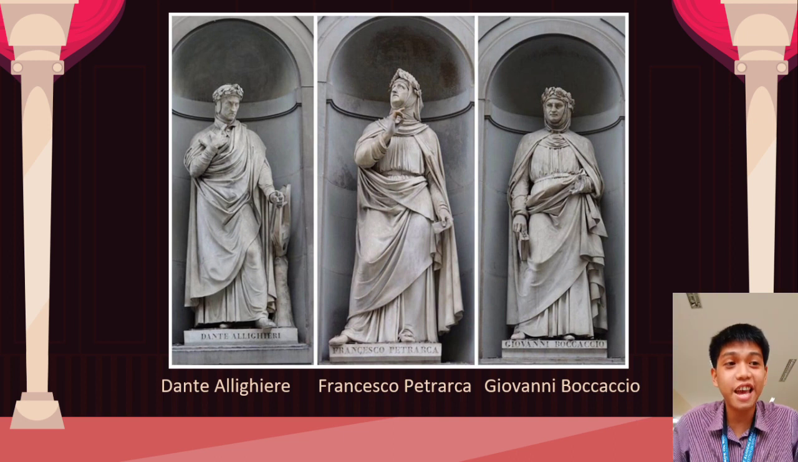So these three right here are the great writers of their age who wrote their pieces in the Italian language rather than Latin. These are Dante Alighieri, Francesco Petrarca, and Giovanni Boccaccio.